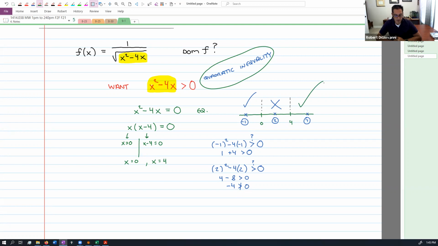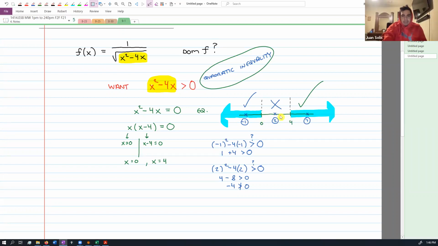So let's get the answer then. Our answer is basically everything to the left of 0 and everything to the right of 4. Now, do we include 0 and 4? Do we include them or no? No, Juan's saying no. Why not? Why are we not including them? Aren't those numbers? Go ahead, Juan.